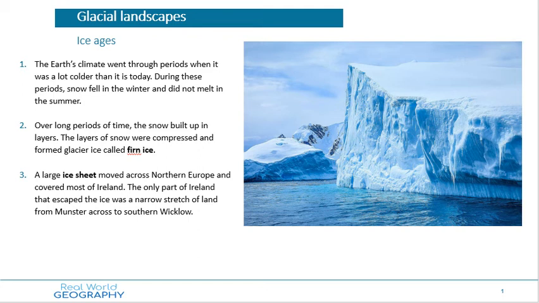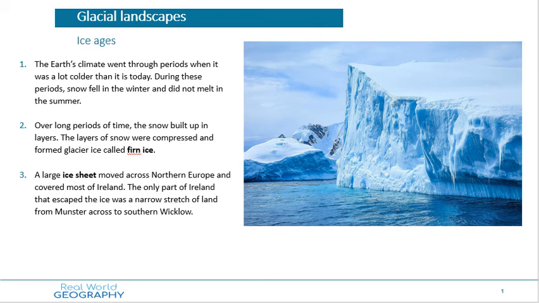It would not melt. And over time, if you look at the picture on the right-hand side there, that glacier is made up of layers and layers and layers of snow that got compressed and squashed together over time. And over time, this forms a glacier called firn ice, F-I-R-N ice. As a result of this, a large ice sheet or glacier moved across Europe and covered most of Ireland. The only part of Ireland that escaped ice was a narrow stretch of land from Munster across to southern Wicklow.